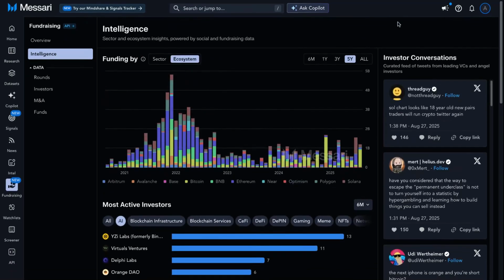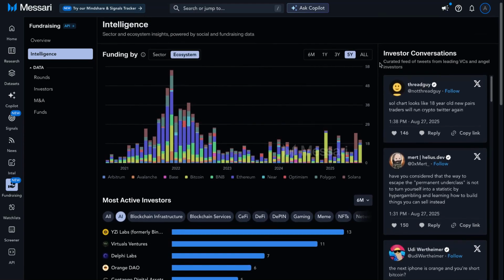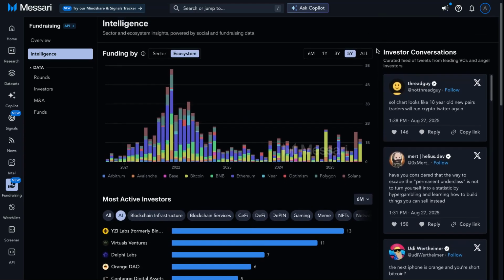And then the last module we have is the Investor Conversations, which is a curated feed of VCs and angel investors on X, which can function as a pseudo Twitter list to give you quick insights into what VCs and angel investors are talking about on Twitter.